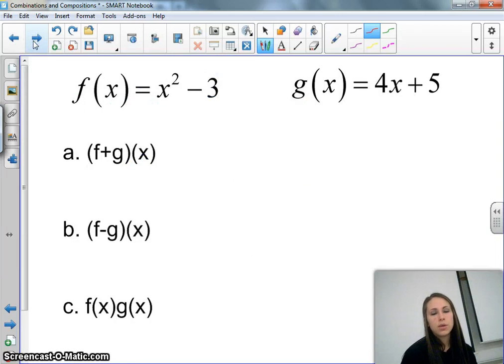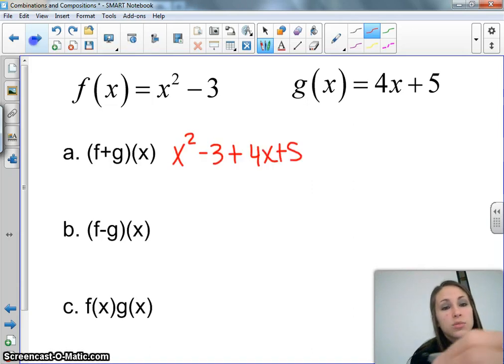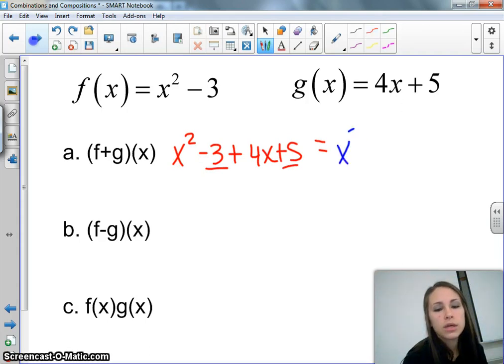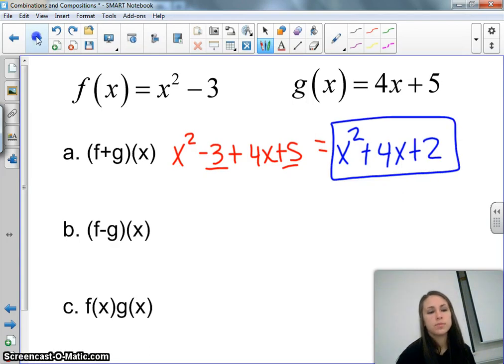Alright, let's look at some algebraic ways that we can combine these two functions. So f plus g, this is just telling me to take x squared minus 3 and add 4x plus 5. And I'm just going to combine like terms. So I'm going to combine my numbers basically. And so when I do that, that's going to give me x squared plus 4x plus 2. And that would be my combination.